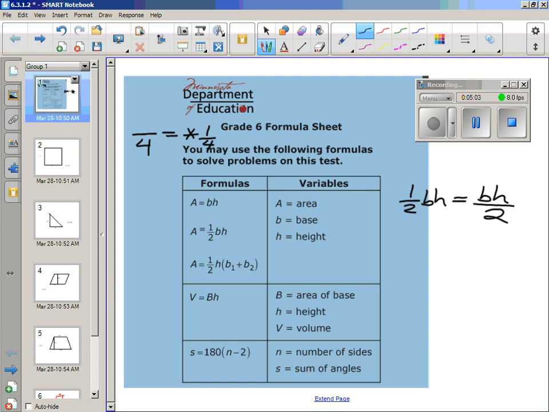Okay? So there we go, an area of a triangle. This one right here we're going to talk about today too. This is actually area of a trapezoid. And a trapezoid has two sets of parallel sides. That's it. So we have two different kinds of really parallelograms. We have ones that start off looking like a rectangle or square.